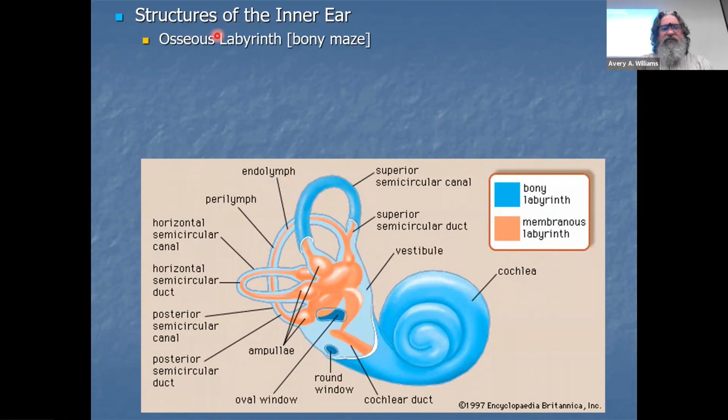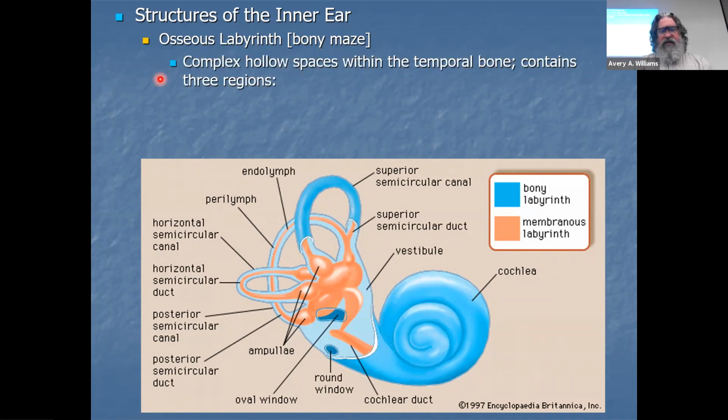So structures of the inner ear, the osseous labyrinth. Osseous means bony, labyrinth means like a maze, like a bony maze. What is the osseous labyrinth or the bony labyrinth? Or here they call it the bony labyrinth or osseous labyrinth. Same thing. I define it as complex hollow spaces within the temporal bone. Of course, it has three, right? It always has three regions.